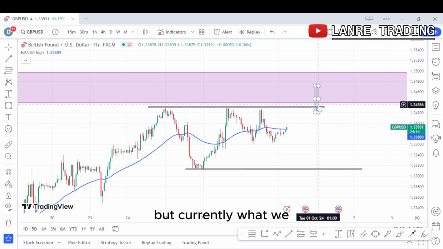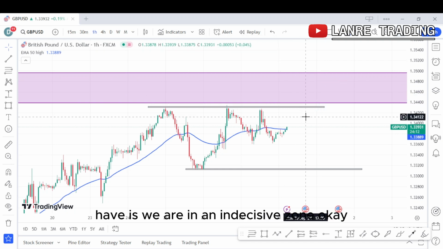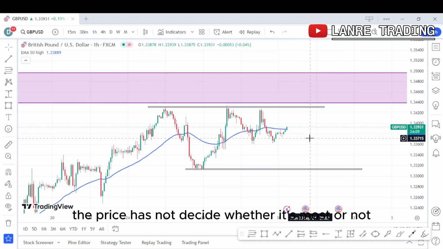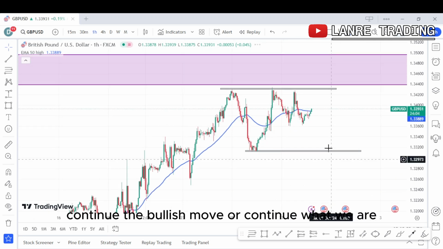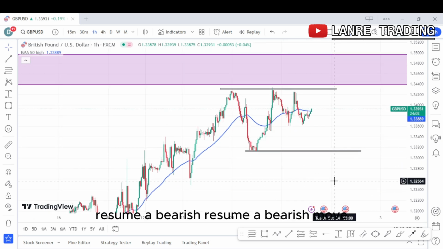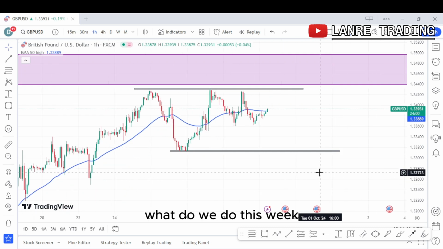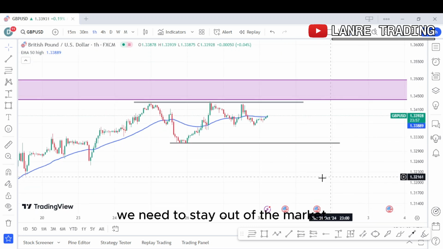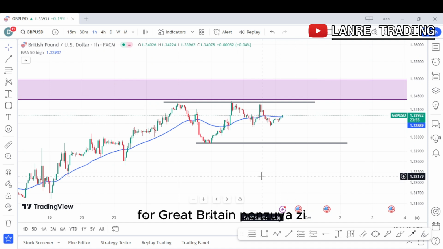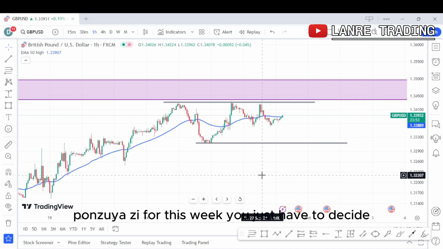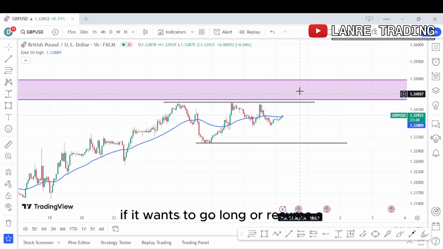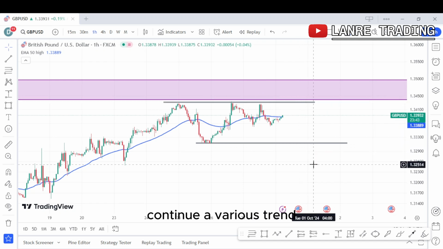But currently we are in an indecisive zone. Price has not decided whether it wants to continue the bullish move or resume a bearish move. What do we do in this phase? We need to stay out of the market. For Great Britain pound USD, we won't be trading it this week. You just have to exercise patience and wait for price to decide if it wants to go long or continue a bearish trend. That is that for Great Britain pound for this week.